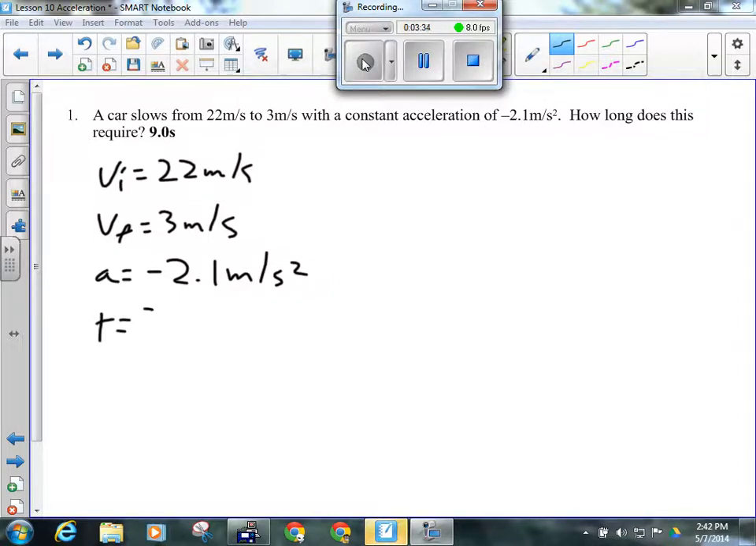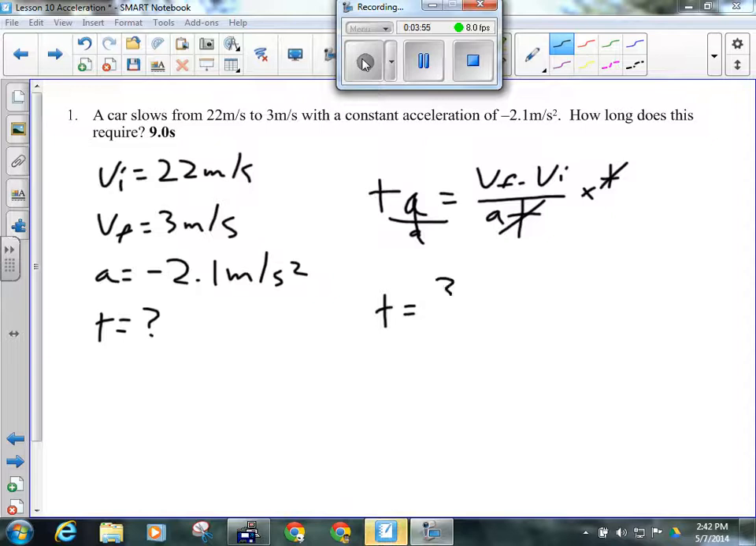So we're trying to find time. A equals VF minus VI over T. If I want to solve for how long it takes, that's time. Multiply both sides by time, so T cancels over there, comes over here. Divide both sides by A, and I've got VF minus VI over A. So time equals 3 minus 22 over negative 2.1. When we do that, we should get 9 seconds. Everybody with me there?